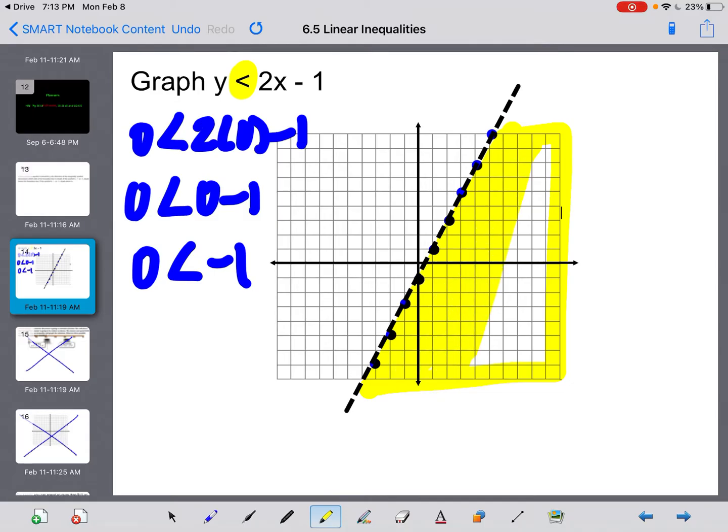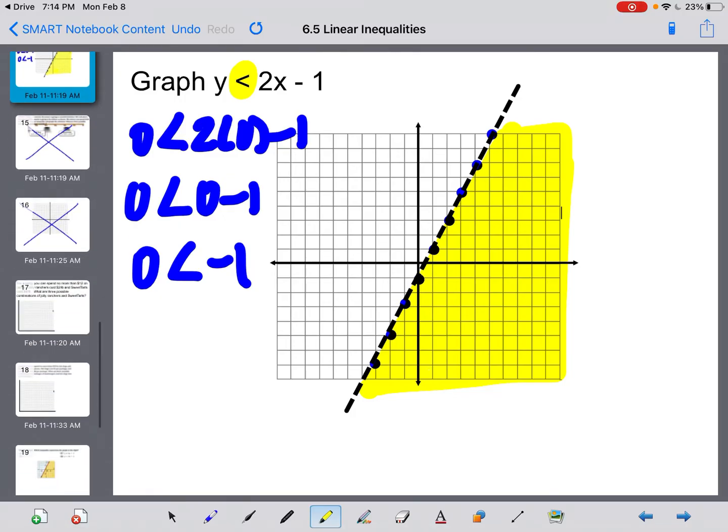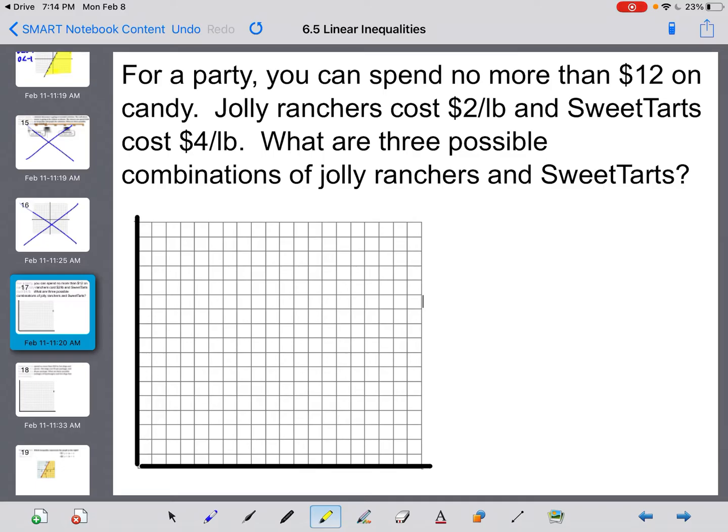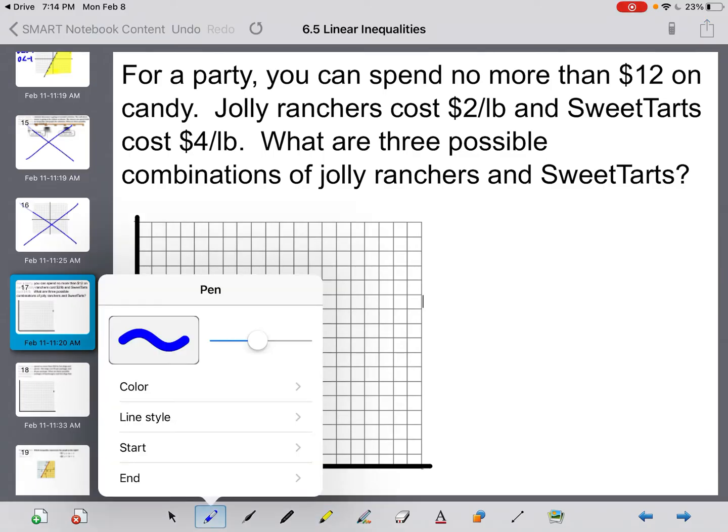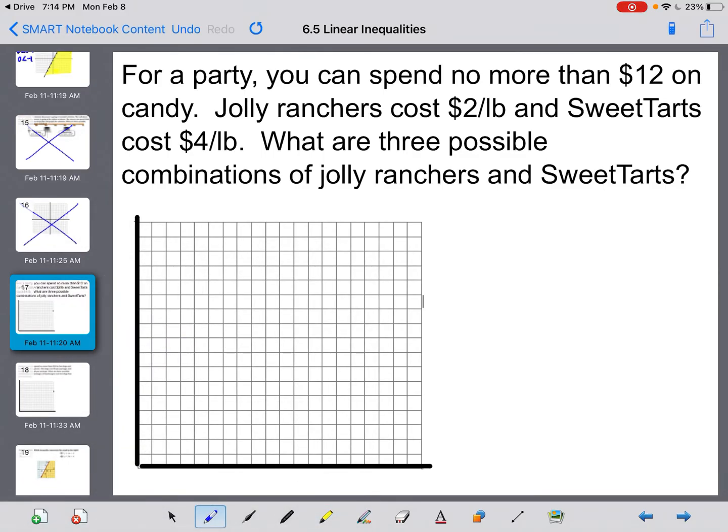That means anything in this shaded region would be a solution for my linear inequality, but nothing on the dotted line. Okay, we're going to try this in word problems. For a party, you can spend no more than, that's a key word right there, $12 on candy. Jolly Ranchers cost $2 a pound and Sweet Tarts cost $4 a pound. What are 3 possible combinations of Jolly Ranchers and Sweet Tarts?